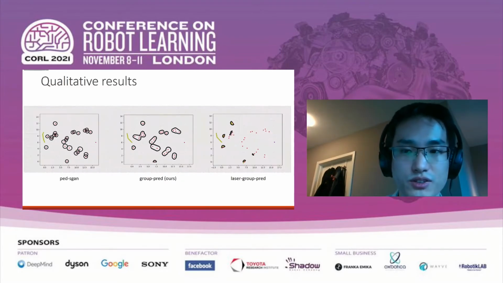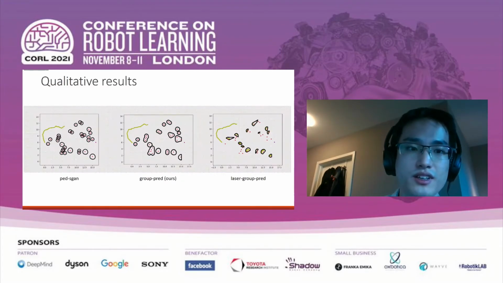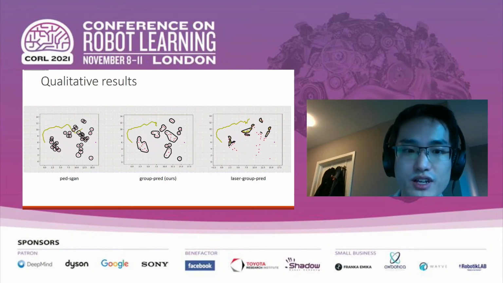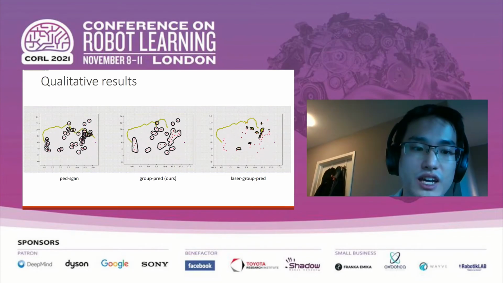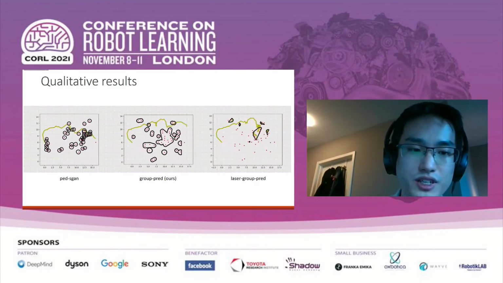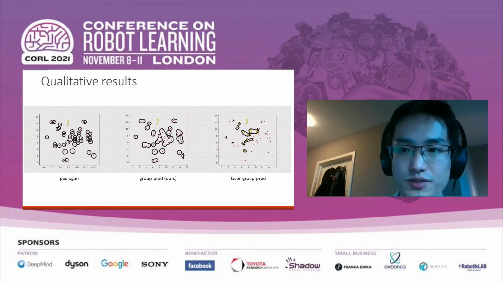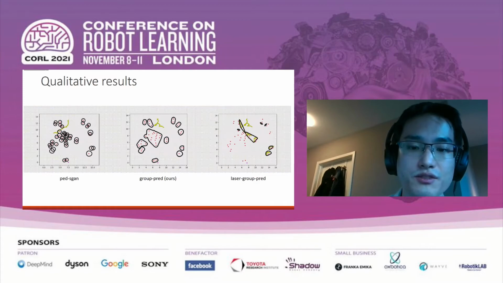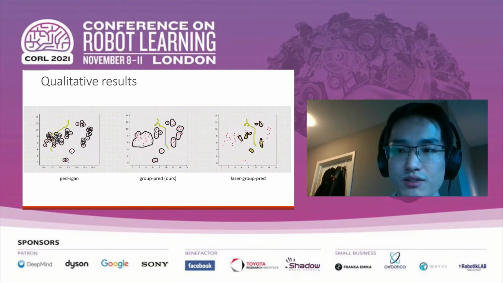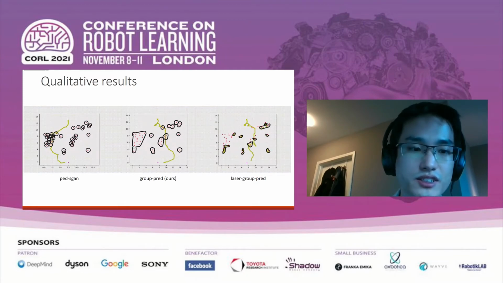So next, I will show some qualitative results. The video in the middle is our model, and the video on the left is the baseline pedestrian-based model with the Social GAN as the future state prediction model. And the video on the right is our model in the simulated laser scan settings.